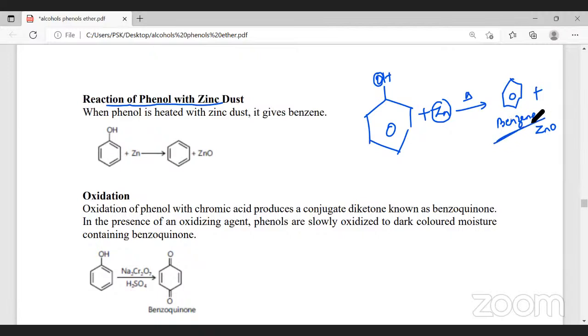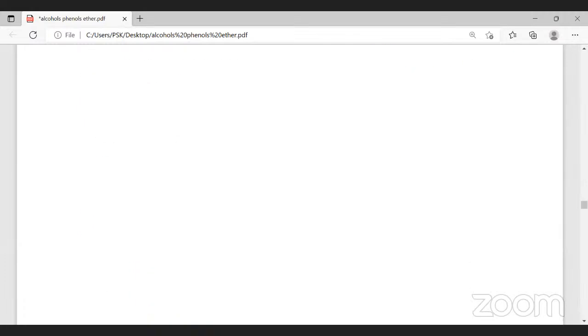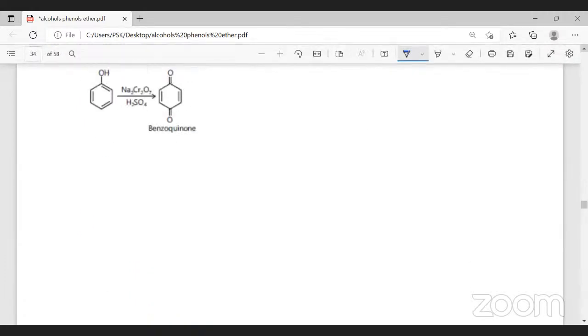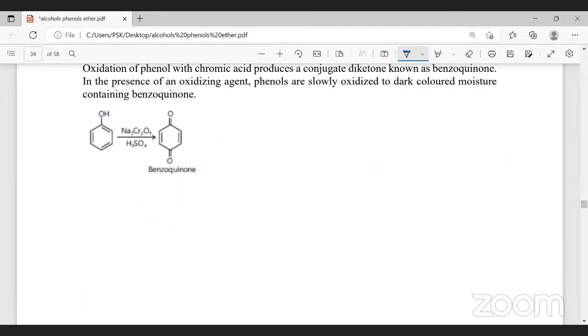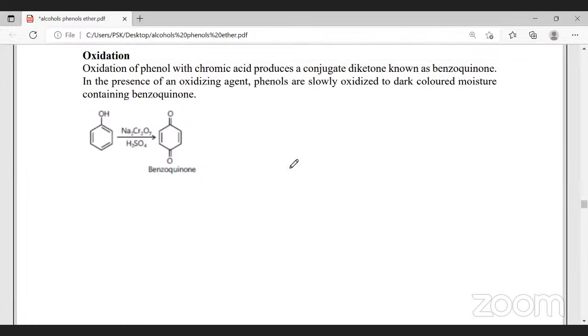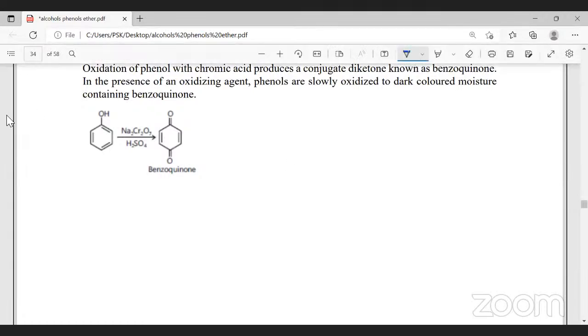So they can ask you a question, name the product formed when phenol is treated with zinc. It is benzene. Or they can ask you for 2 marks. This reaction is important. The next reaction is oxidation reaction. Oxidation of phenol with chromic acid.